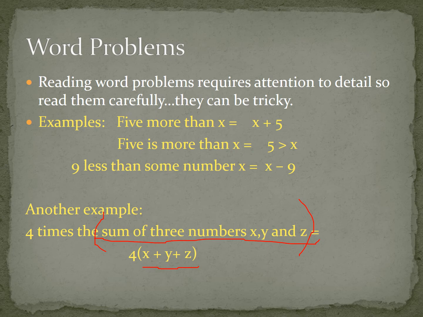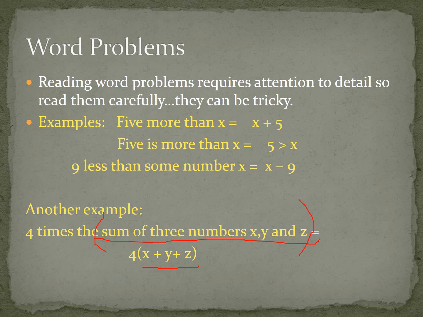All right, so word problems. Again, this is what we were talking about. Read these very carefully, paying attention to the details. If it says 5 more than x, that's pretty straightforward. So that's x plus 5. If it says 5 is more than x, then it could look more like 5 is greater than x. If it says 9 is less than some number, then your x is going to be minus 9. So again, they're kind of tricky. I've got another example here coming up.